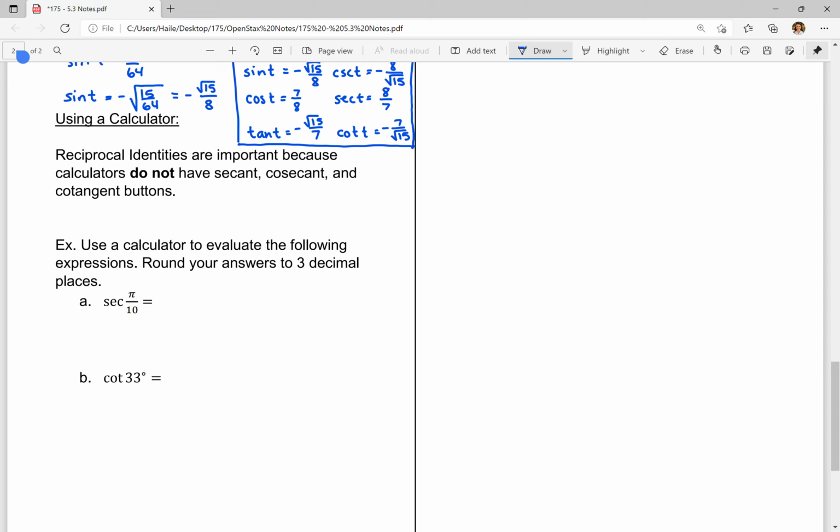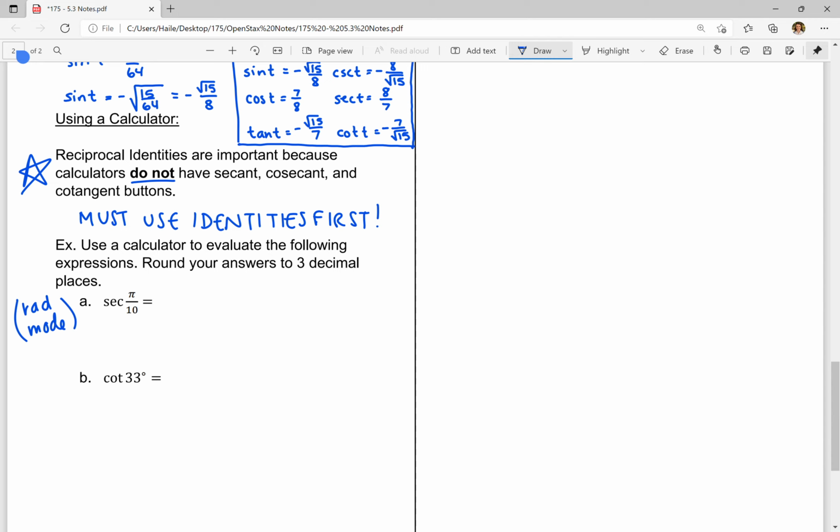This is where the reciprocal identities become very important, because calculators do not have buttons for secant, cosecant, and cotangent. So you're going to have to use the identities first. It's so important, I'm going to write that down. You must use identities first before you ever type something into the calculator. Also remember whether you need to be in degree mode or radian mode, depending on the problem. For this first problem, we're going to be in radian mode because we have the secant of pi over 10. Pi over 10 is in radians, so our calculator also needs to be in radians.